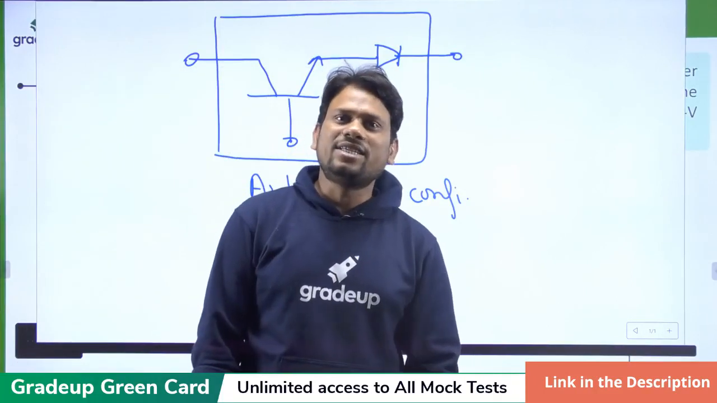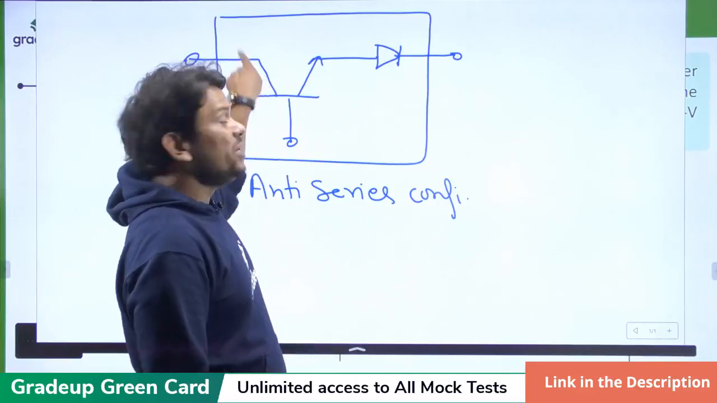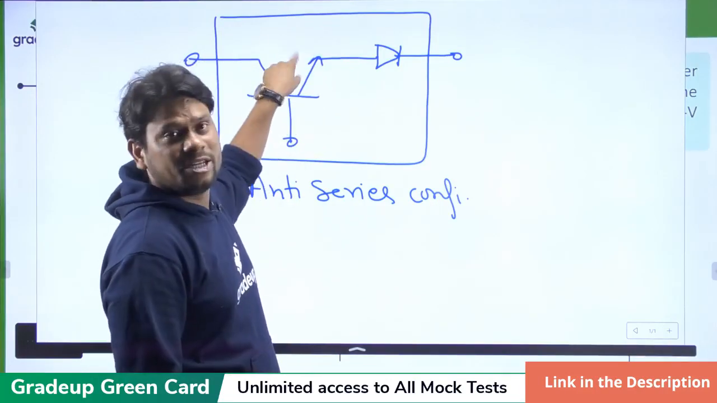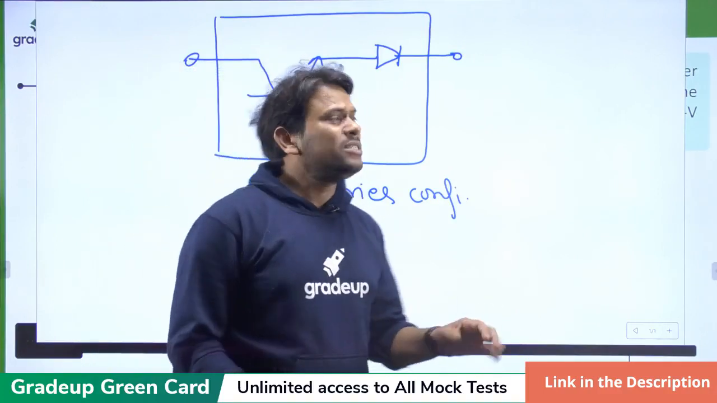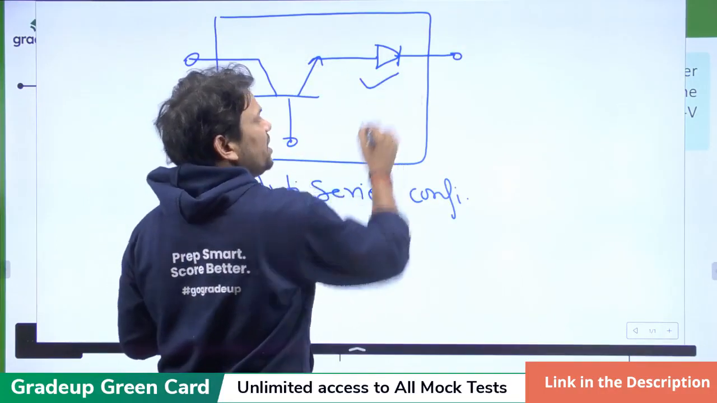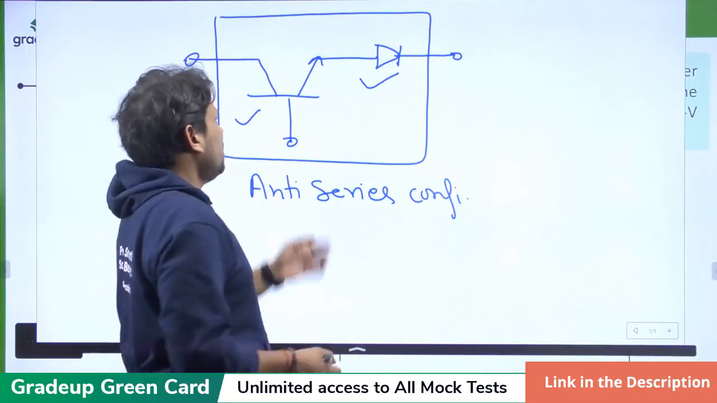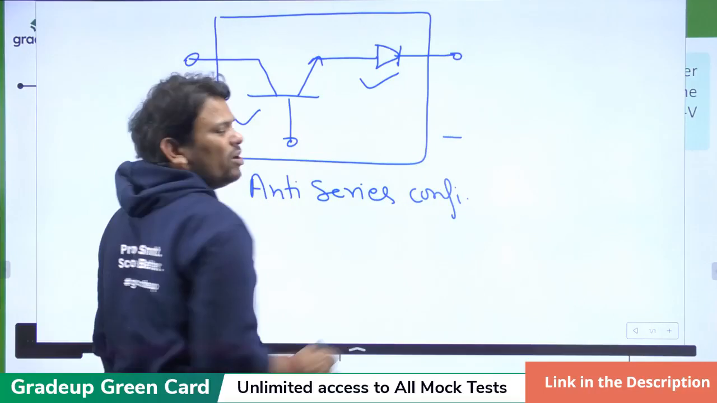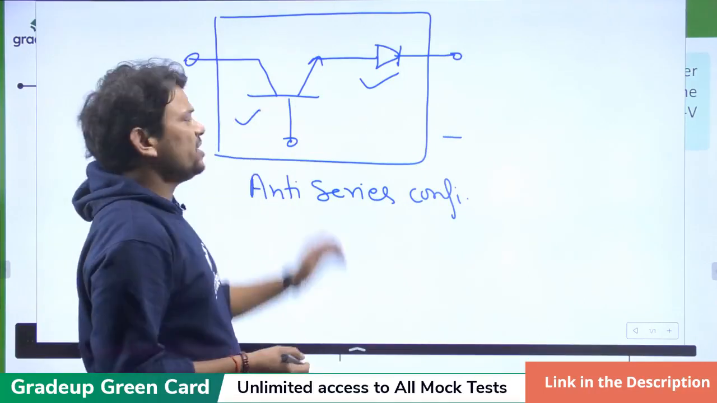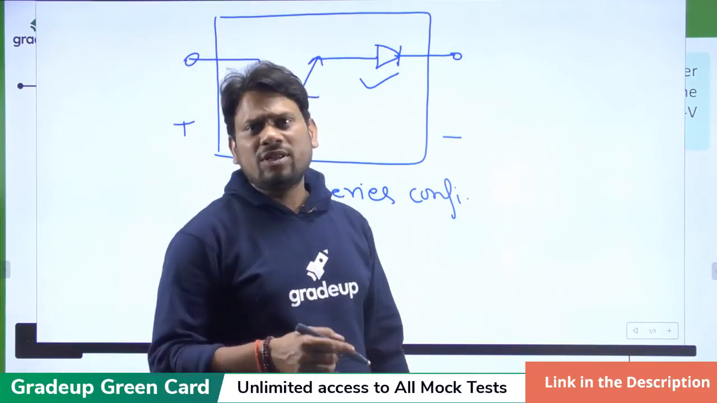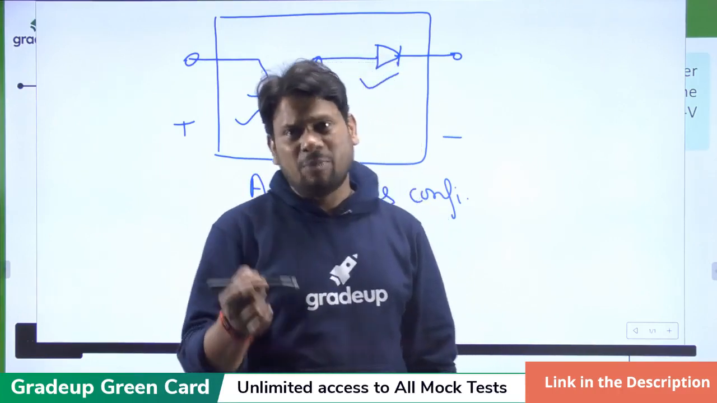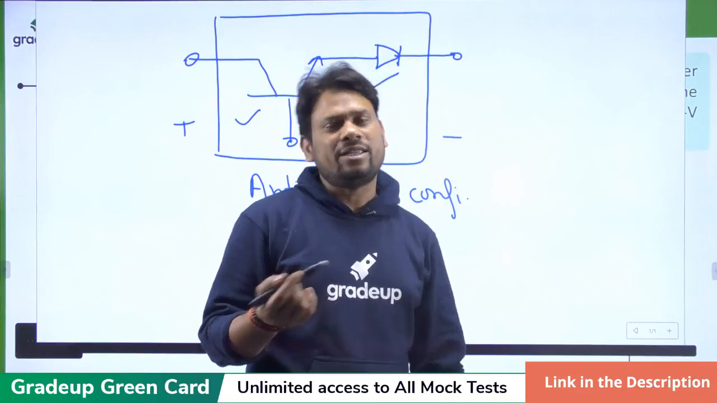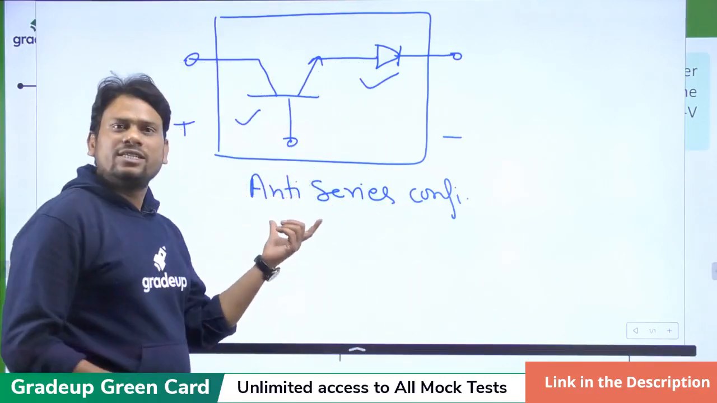Why is it called anti-series configuration? Because when the BJT is on, it is not guaranteed that the diode is on, and when the diode is on, it is not guaranteed that the BJT is on. But roughly we can say that when the BJT is on, the diode is guaranteed to be on. But if we apply any positive voltage across that configuration, it is not necessary that both devices are on. That depends upon whether we are providing a triggering pulse to the BJT or not. If we provide it, then the BJT is on, otherwise not. So this is the anti-series connection.